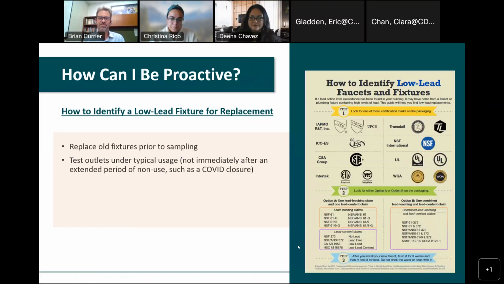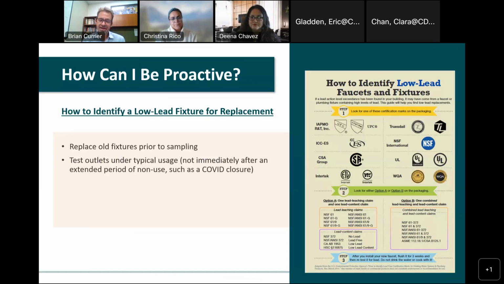Okay, fantastic. The other thing that a childcare center can do to be proactive is make sure that they test outlets under typical usage conditions. If the fixture is shut off for some reason for an extended period of time, think about how we covered our fountains during COVID, or maybe you have summer breaks at your facility, be sure to return that outlet to regular usage for a few days prior to testing. And that ensures that your results are typical of your regular daily use.